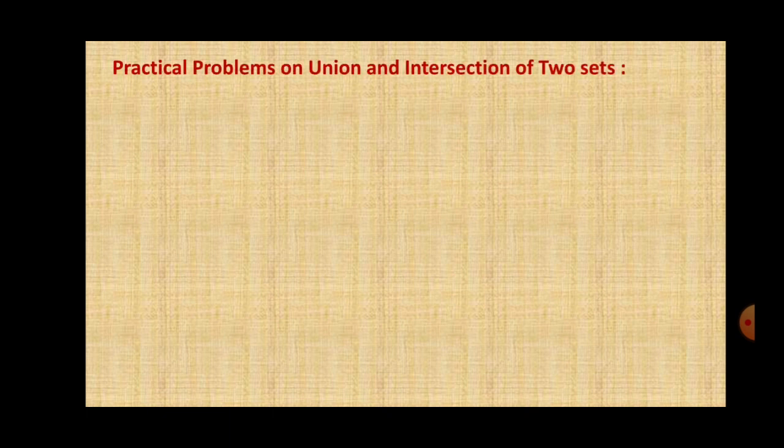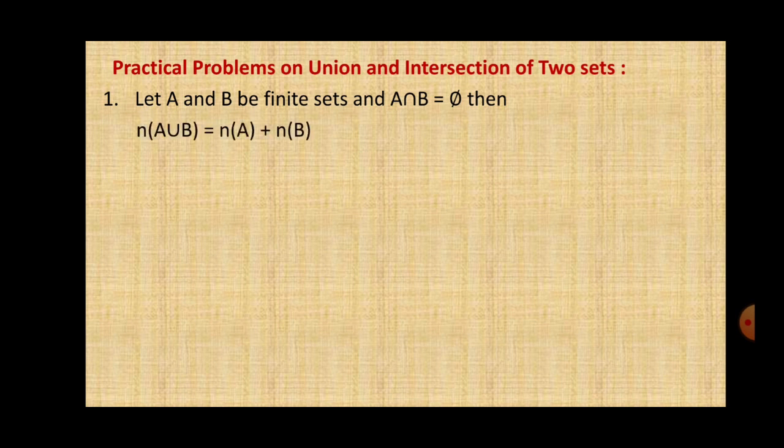Next, practical problems on union and intersection of two sets. The first one, let A and B be finite sets and A intersection B equal to empty set, then n of A union B, number of elements in A union B, equal to n of A plus n of B. So this is a formula when A intersection B equal to empty set.